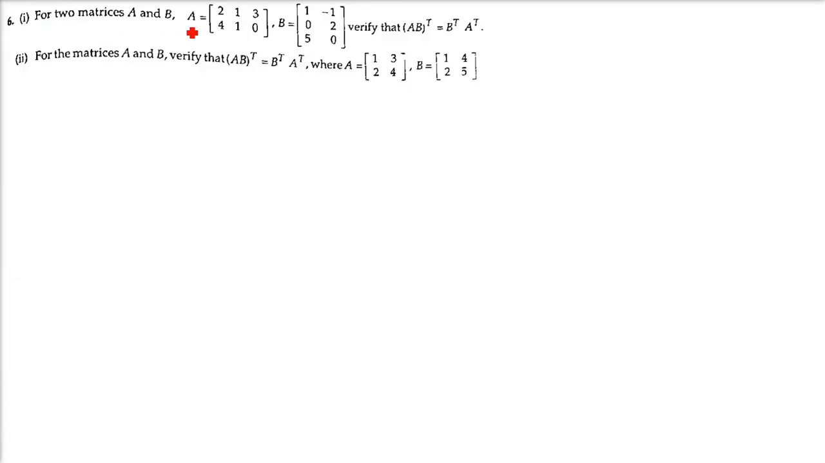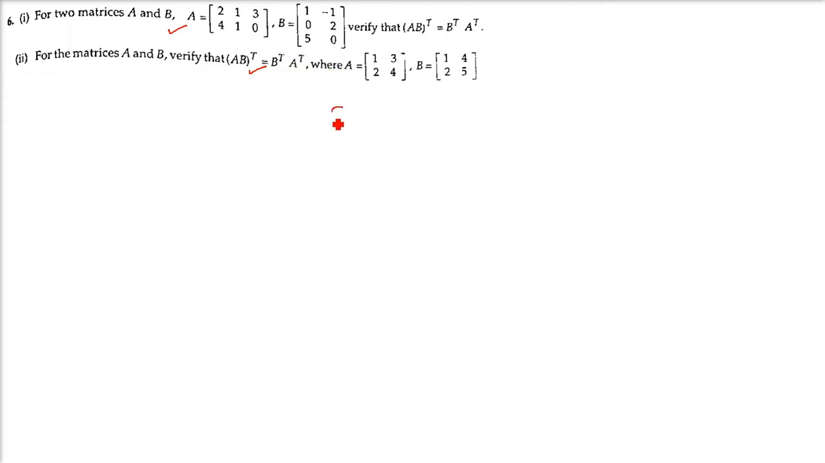Next one is, for two matrices A and B, we have to verify that AB transpose is equal to B transpose A transpose. These types of questions we have already seen, but we'll do one of it. Let us take the first one, because the second one you can do, it is just a 2 by 2 matrix. We'll multiply A and B and then take the transpose. Let us multiply first, and then we'll do the B transpose into A transpose.